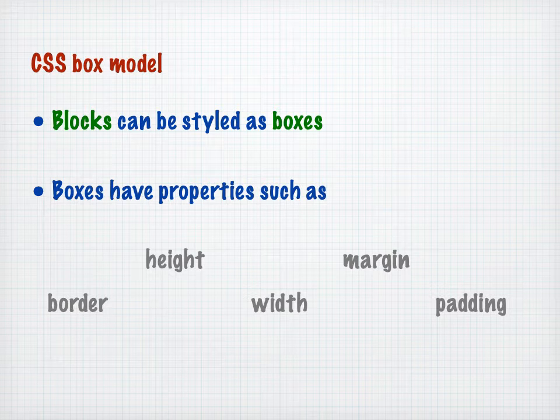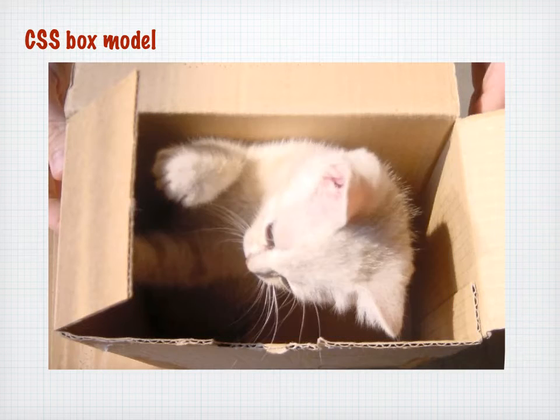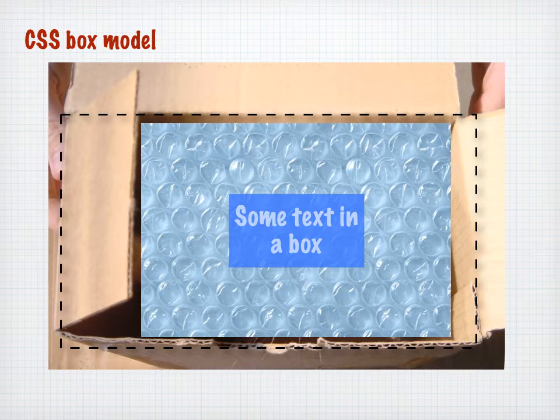And the way that we do that is to use some of the properties of boxes, such as, and here are some of the examples, border, height, width, margin, and padding. Now, this all involves using the CSS box model. So it's useful to think of this as if you had a box, like a cardboard box, and inside the box, there's some content. Okay, you can imagine, let's put some text in that box.